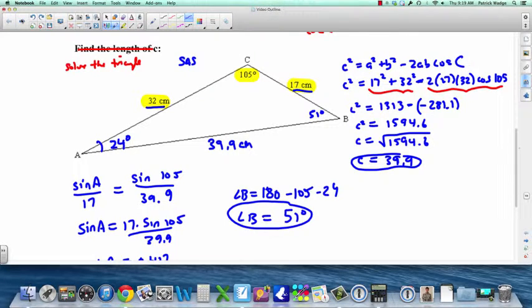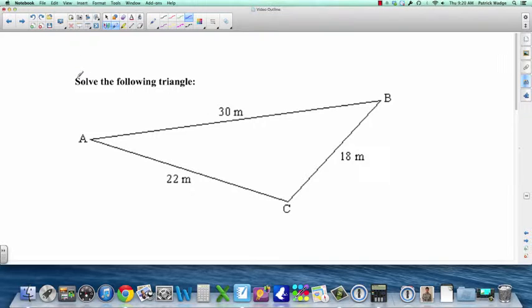Great. Next question and last question. We're going to solve this triangle. So, what kind of situation do we have here? Well, we know a side, and another side, and another side. This is a side, side, side.